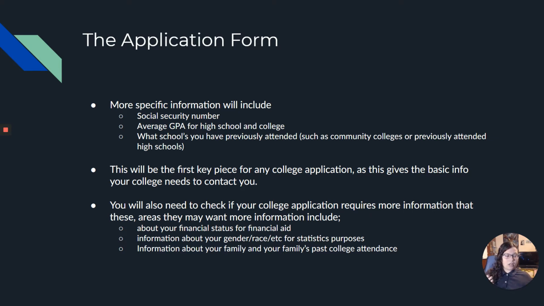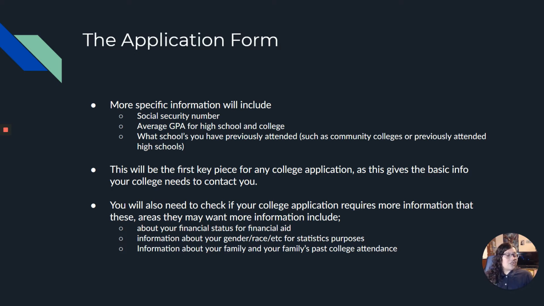I was at a community college, dual enrolling, whatever your story is, they will ask you what schools you've previously attended, and they will ask you your GPA for those, most likely. Now, this is the first key piece for any college application. It gives the basic info your college will need to contact you and to understand a little bit more about you. Think about this almost as like the job application form for a college. College is literally just giving personal information of like, this is my name, yes, I'm a US citizen, that type of a thing.